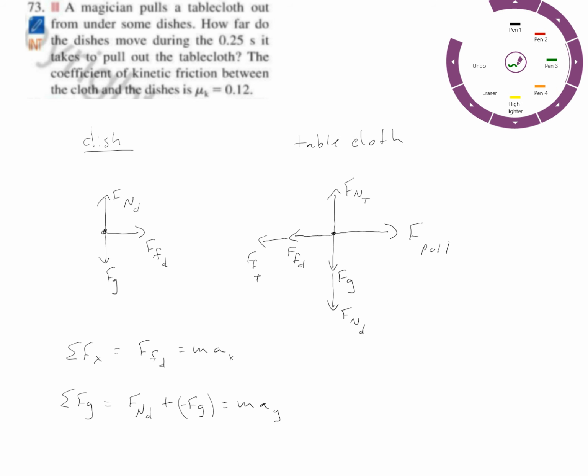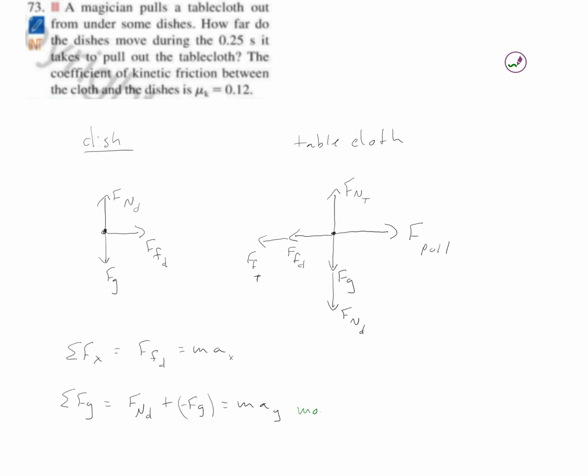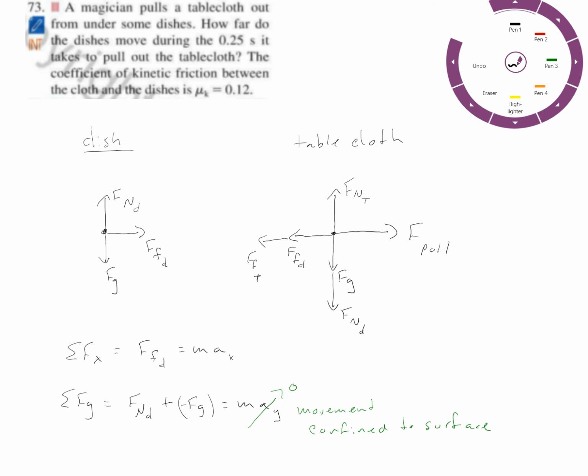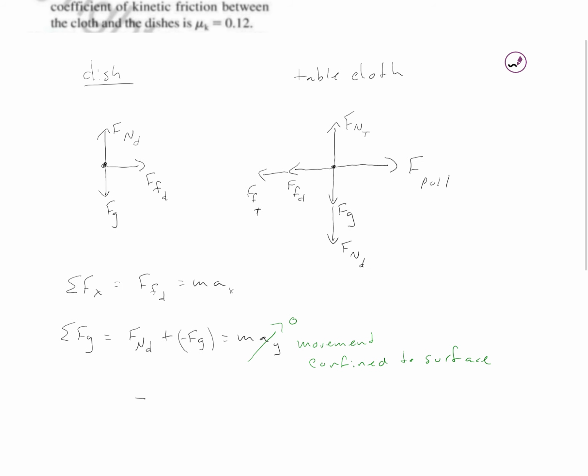This one is movement confined to the surface. Since the movement is confined to the surface, my acceleration in the y direction will be 0, right? I won't be launched off of the tablecloth, nor am I going to be falling through the tablecloth. What that tells me then is my force normal for the dish is the force due to gravity.